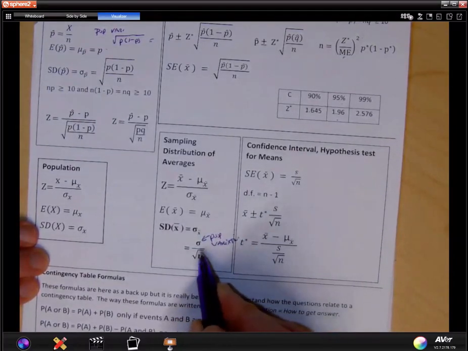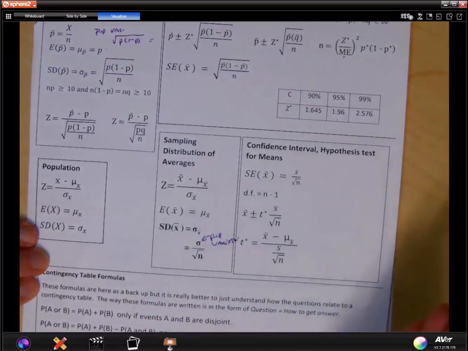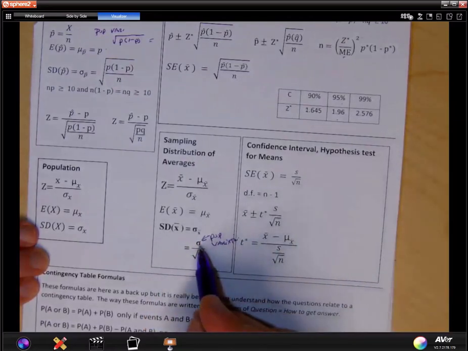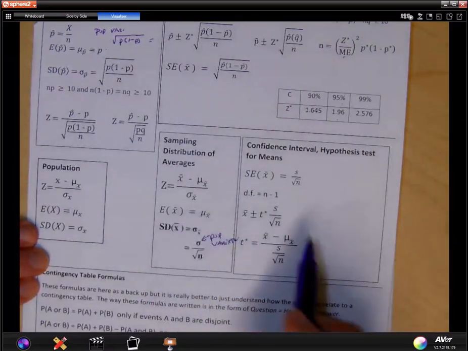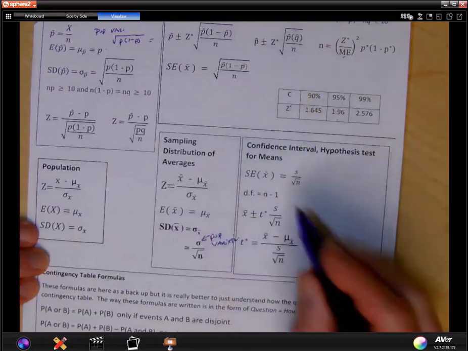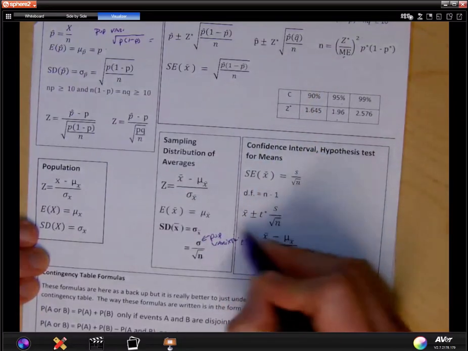And really, when I'm determining something for the confidence interval, this is the thing that matters. How much variability is in the population? Nowhere here is there any mention of population size. And here's the confidence interval for means.